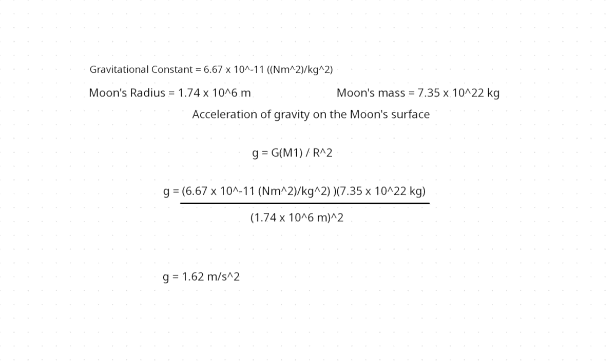So G is 6.67 times 10 to the negative 11, times the mass of the moon, 7.35 times 10 to the 22, and then divided by the radius squared. So the radius is approximately 1.74 times 10 to the 6 meters, right? We go ahead and calculate that, and we come up with a value for the acceleration of gravity on the moon. Wow. It's almost a tenth of the acceleration of gravity on the planet Earth. It's 1.62 meters per second squared. So if you fall on the moon, you're going to fall at a much slower rate.